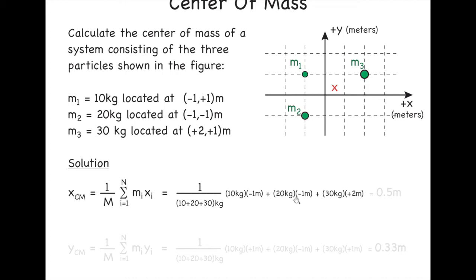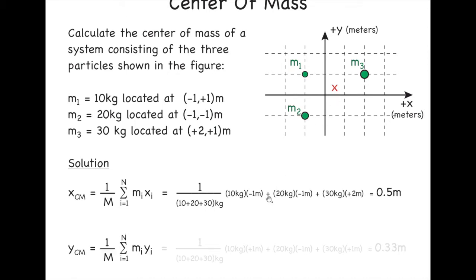Right, so that gives us -10, -20, +60. So that's -30 plus 60, so that's going to be 30. 30 over a total of 60 kilograms is going to give us exactly half a meter. So the x coordinate of the center of mass is at +0.5 meters in x.